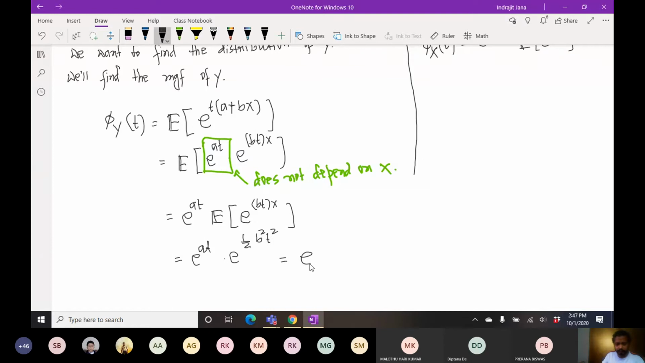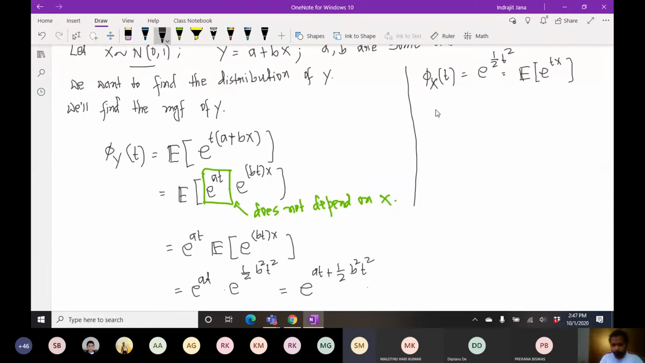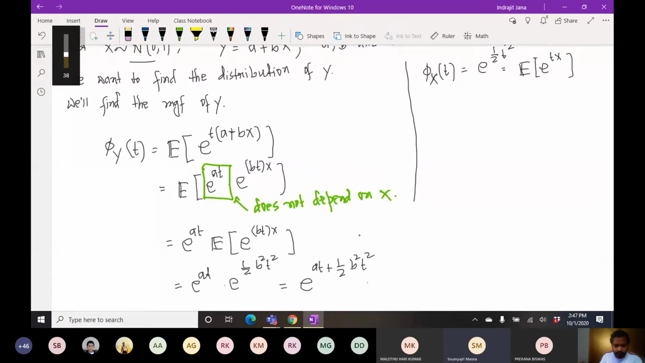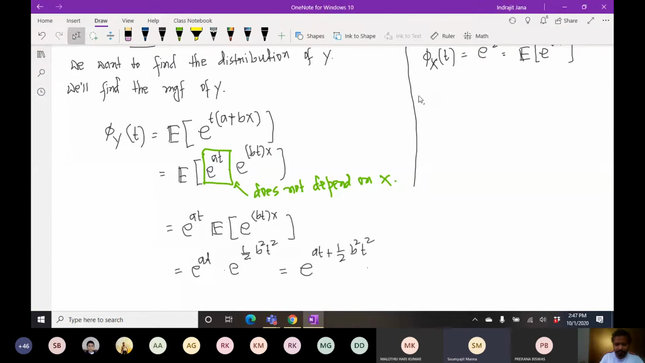Which, if we write it in this way, is e to the power at plus 1/2 b square t square. Can you recognize this MGF? Can anyone respond? Which probability distribution has this MGF? Normal distribution, with a and b square. Yes, so this is actually the MGF of another normal distribution.